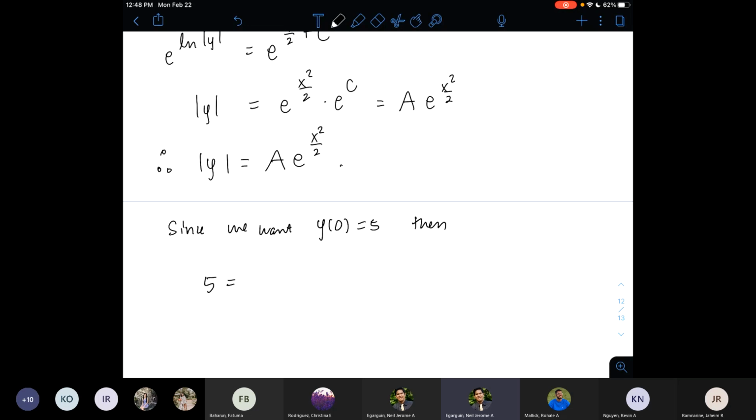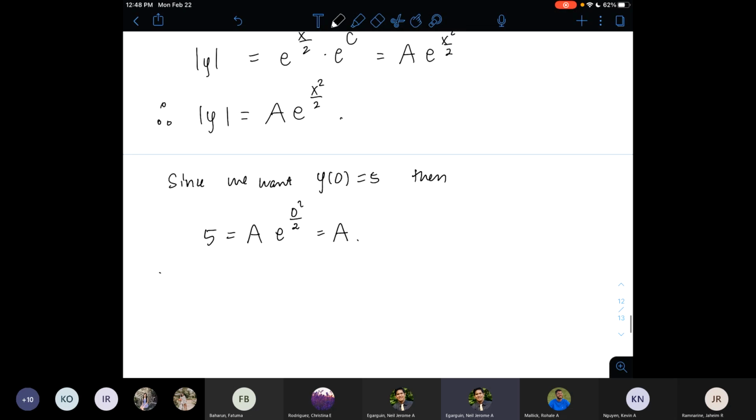So that means we'll have 5 equals A e to the 0 squared over 2, right? So I simply plug in x equals 0. So I get A e to the 0 squared over 2. And that should be equal to 5 according to the initial condition, right? But e to the 0 squared over 2 is just 1. So I'll have A. So that means A is equal to 5. So therefore, the solution to the differential equation is absolute value of y is equal to 5 e to the x squared over 2.